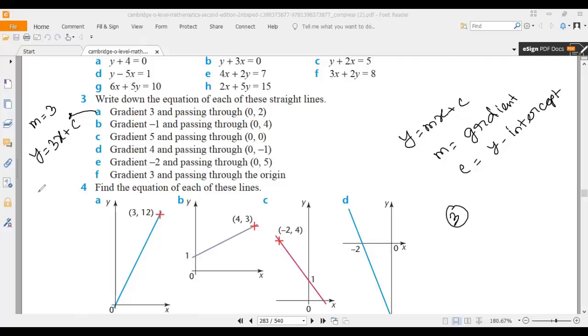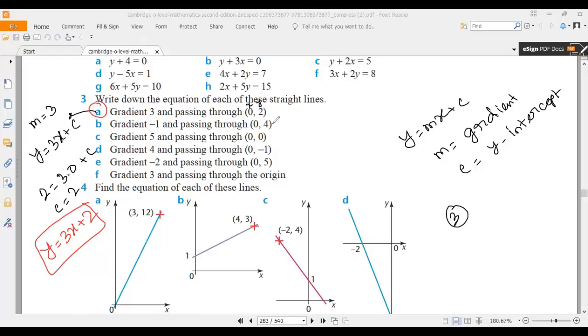So what will be the value of c? Just put the value of x equal to 0 and y equal to 2. What will we get? We will get 2 equal to 3 multiplied by 0 plus c. That means c equal to 2. So the final answer, y equal to mx plus c, that means y equal to 3x plus 2. This is the answer of question number 3A.